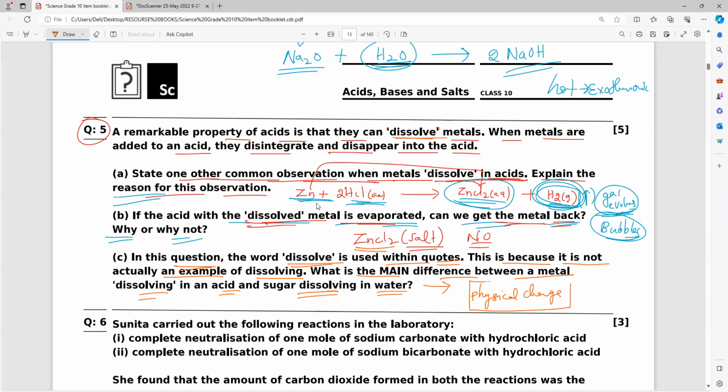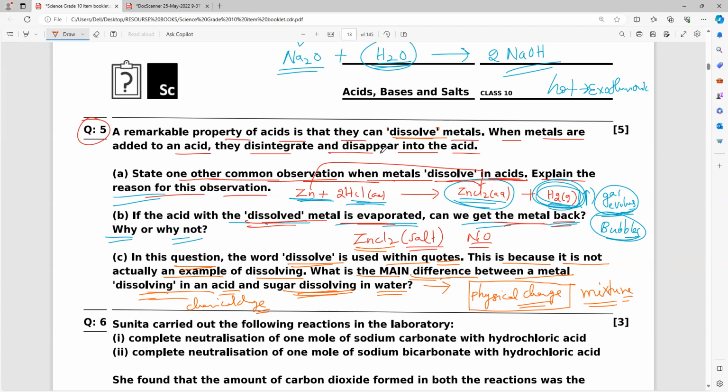Are you understanding? Because sugar dissolved in water is a mixture. Will a reaction take place or not? It is a mixture. No chemical reaction will take place. But dissolving the metal in acid is a chemical change. So that is the difference between the metal dissolving in acid and sugar dissolving in water. That is all they are asking. What is the main difference? This is a physical change and this is a chemical change.